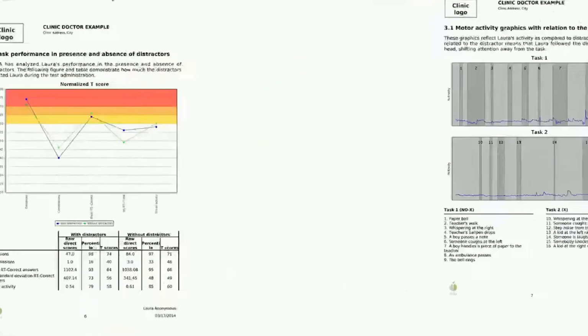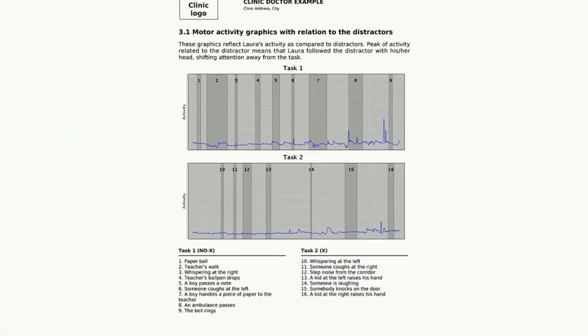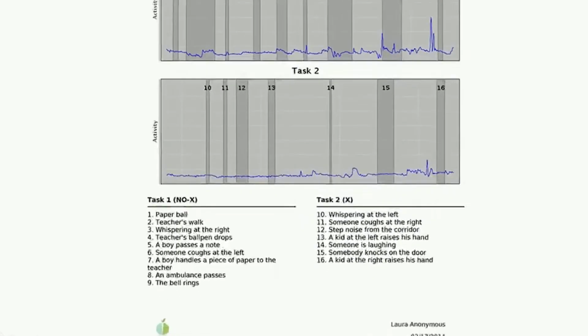Next, there is an image of the motor activity related to the distractions. In the image for each task, we can see shaded areas which show the presence of a distraction. With a number, we can cross-check against the list of distractions in the lower part. This way, we can quickly note if there are peaks in motor activity when reacting to a distraction.